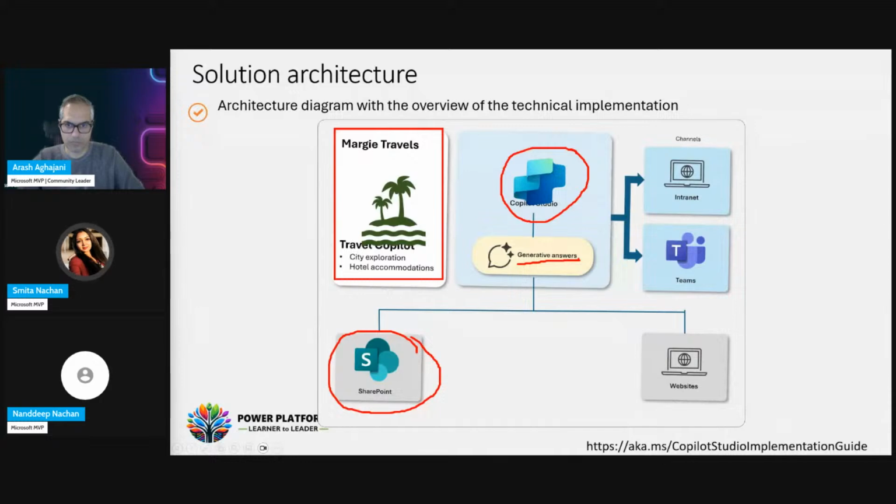Okay, so let's say over here we have a Margit Travels site. Inside that we have one document library. It contains all of the PDF files which contain the data details about city exploration and hotel accommodation.